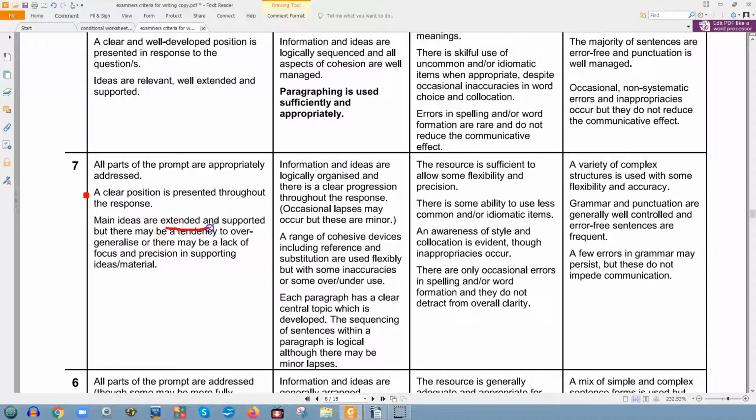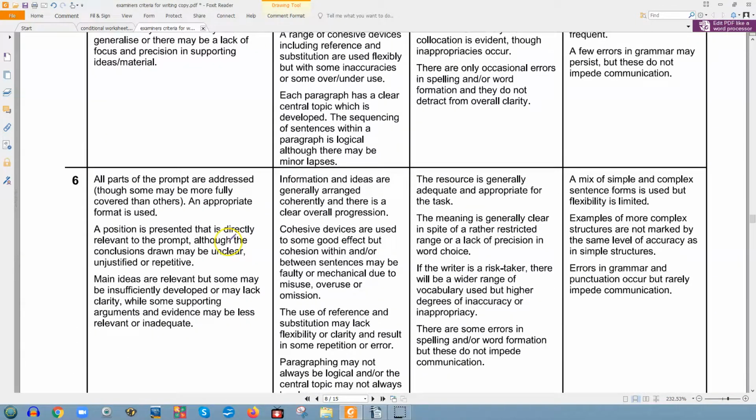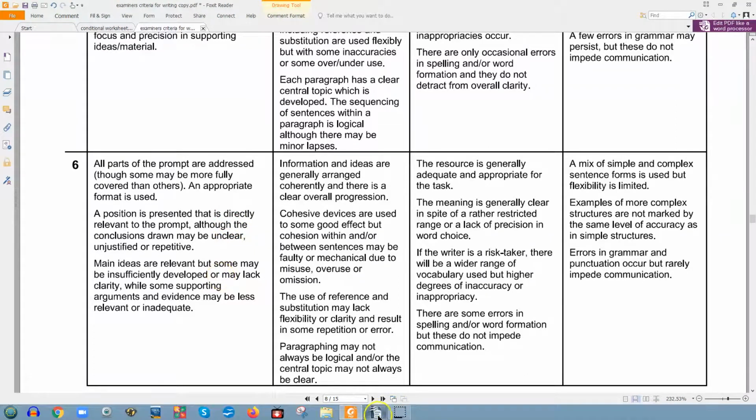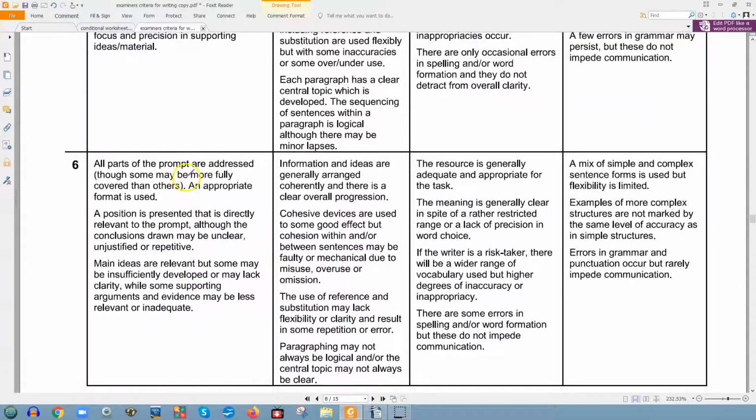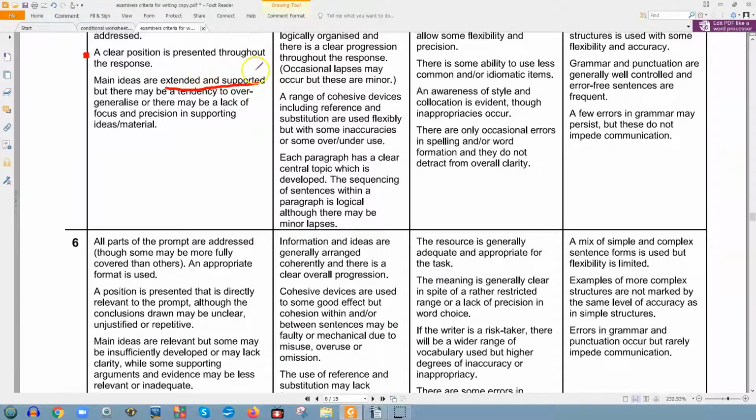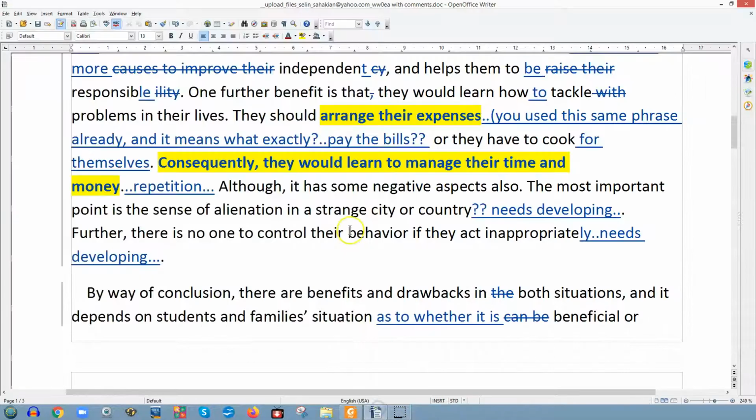Are they extended and supported? Most of those ideas are not. You've got a simple assertion. How is that developed and supported? You've got a single sentence. You're talking about a sense of alienation, right? But you don't say anything further. So how is that developed and supported? How is that extended and supported?